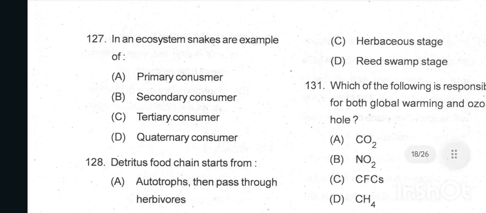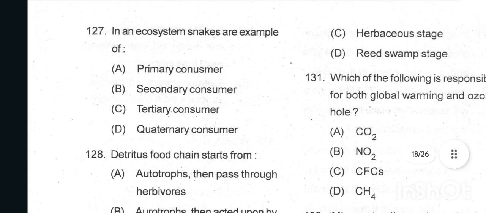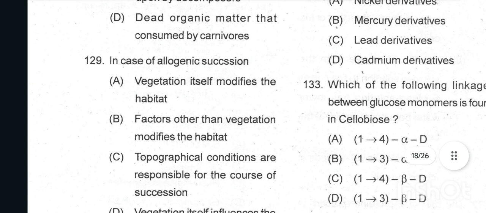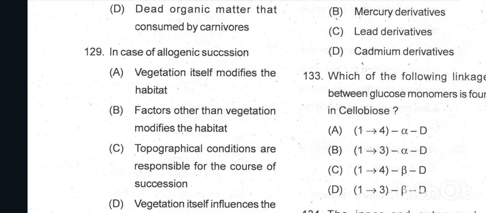In an ecosystem, snakes are an example of tertiary consumer. Detritus food chain starts from dead organic matter that is acted upon by decomposers. In case of allogenic succession, factors other than vegetation modify the habitat, but in case of autogenic succession, vegetation itself modifies the habitat.